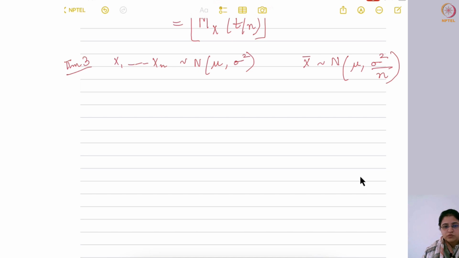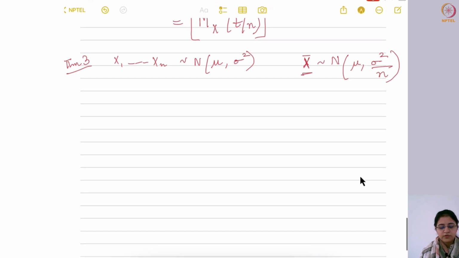Okay, so in the previous theorem, we have seen that expectation of x bar is mu and variance of x bar is sigma square by n, but from there we cannot say anything about the distribution of the sample mean. Now we have this theorem which says that if you are taking a random sample from a normal population, then its sample mean will again follow a normal distribution, with the same mean, but the variance varies, that is sigma square by n.